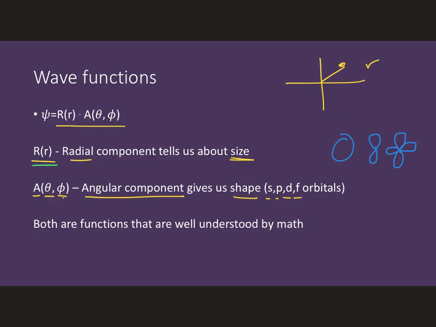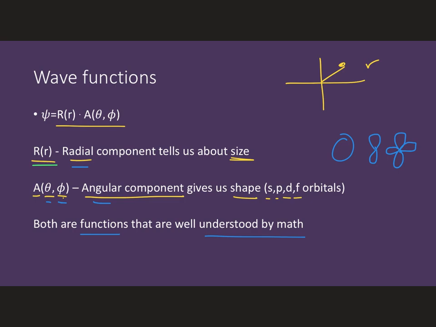And since they are these different shapes, they have a difference in their angles, and we'll see how we define them. So that's why they are in theta and phi space. Both of these functions, radial and angular, are built off of functions that are understood mathematically.